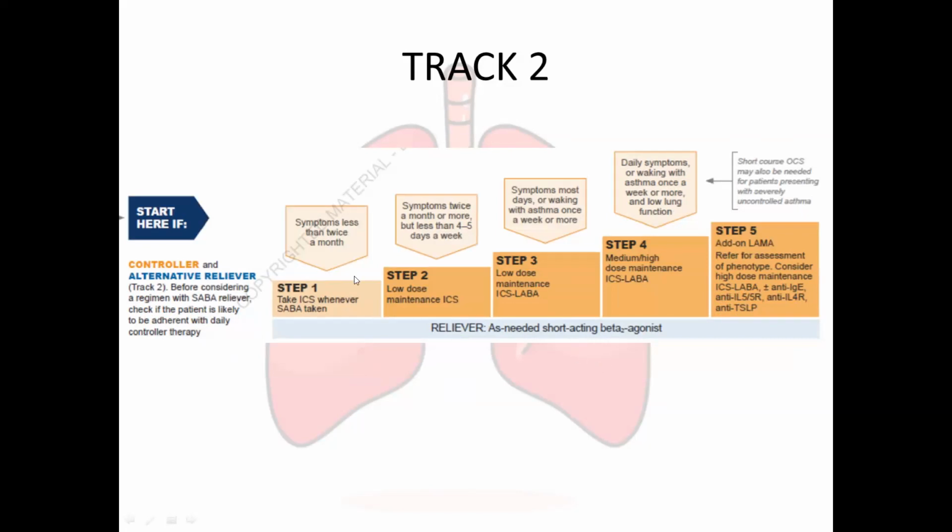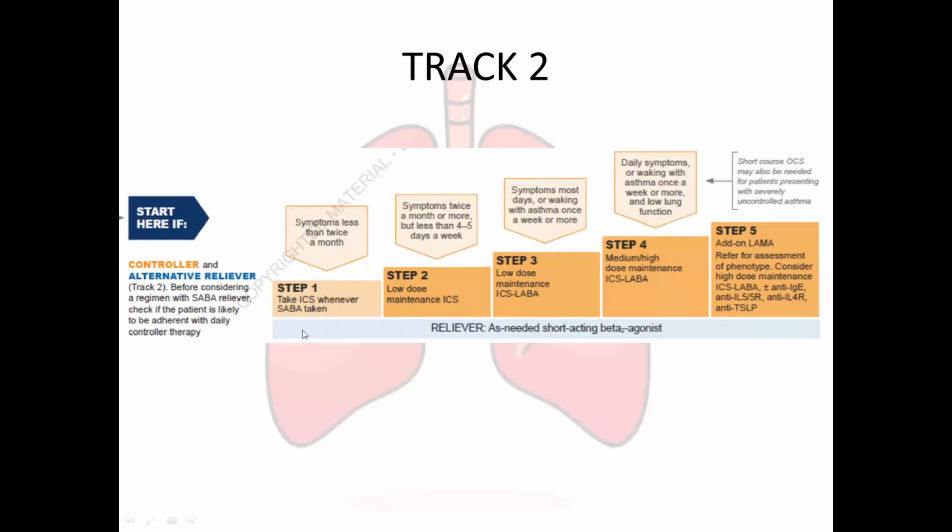Here also patients are grouped into 5 groups depending upon clinical symptom. Step 1, symptoms less than twice a month. Step 2, symptoms twice a month or more but less than 4 to 5 days a week. Step 3, like in track 1, symptoms most days, wakes up from sleep due to asthma once a week or more. Then in step 4, like in track 1, along with the step 3 symptoms, patient has low lung function, and whatever is not controlled in step 4 comes under step 5.